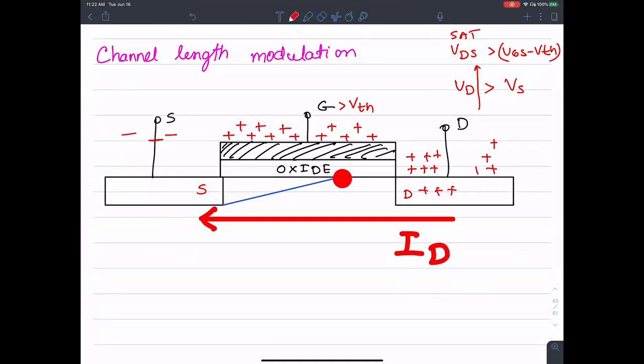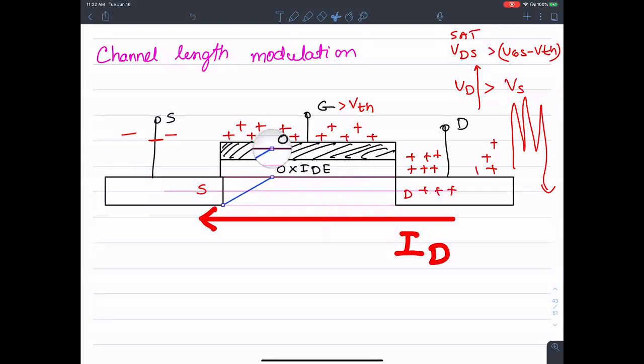So in very crude terms, this is similar to having a drain that starts here. So think about what is happening. As I keep moving the drain voltage up and down, when I increase the drain voltage, the pinch off is going to get closer. When I decrease the drain voltage, the channel is going to get closer to the drain. The pinch off is going to move farther.